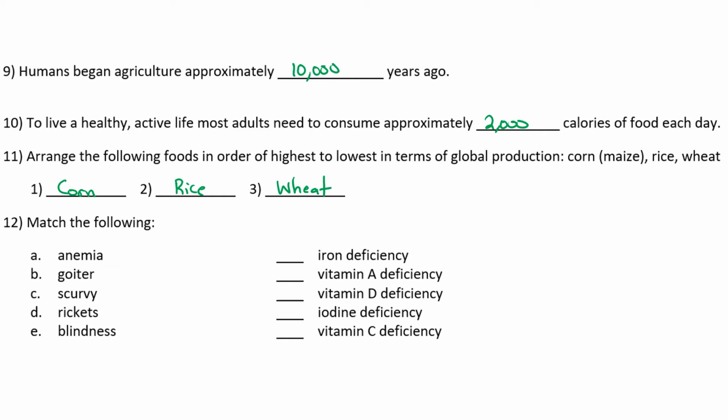Number 12, match the following. So iron deficiency is anemia. Vitamin A deficiency, blindness. Vitamin D deficiency, rickets. Iodine deficiency would be goiter. And then vitamin C deficiency leads to scurvy.